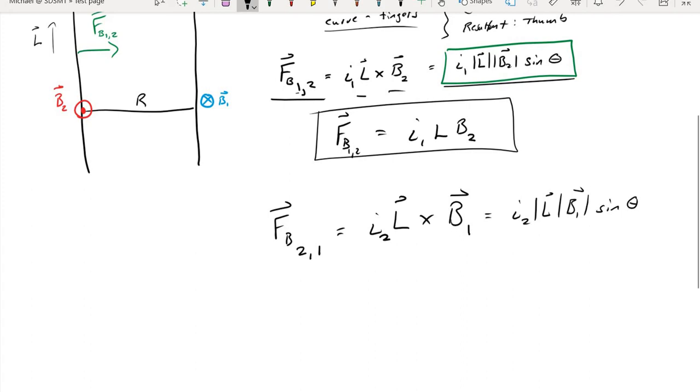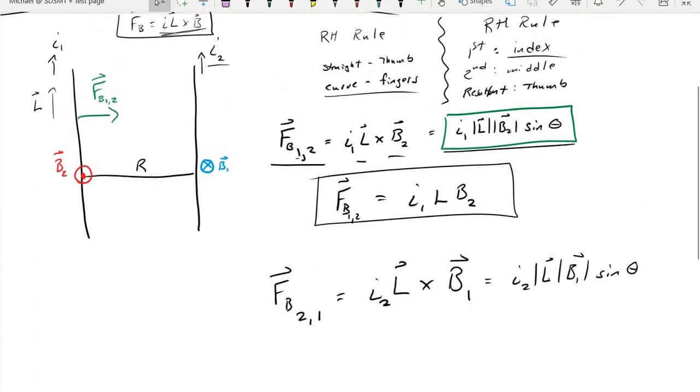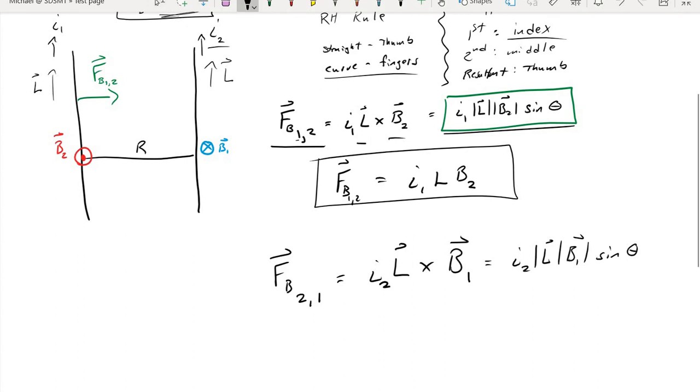L for wire 2, I'm just going to assume that both of these wires have the same length. And so we can use the same L vector for both of those wires. But the direction that field 1 is pointing is into the board.